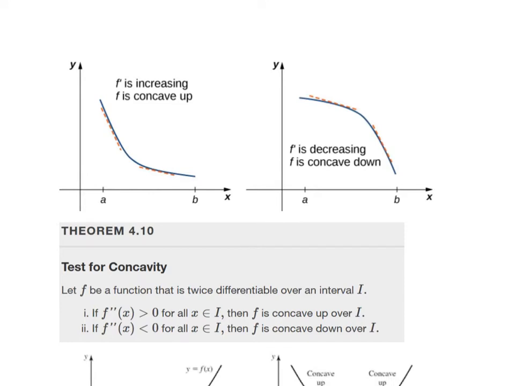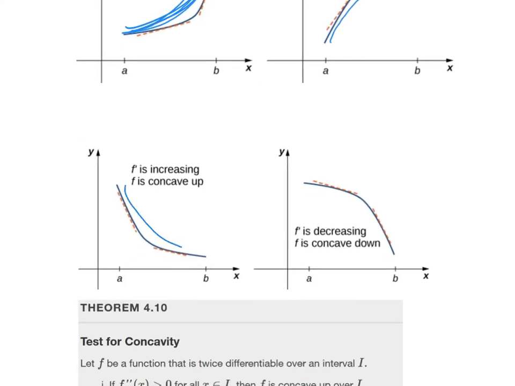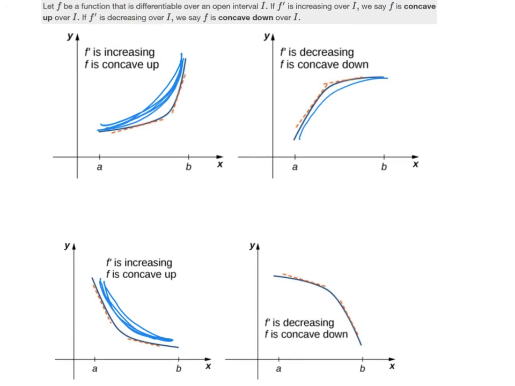So concave up can be going downward, concave up. Concave up can be going upwards, concave up. So take a look at this. This is concave up and it is increasing. This is concave up, but I'm decreasing. Concave down can be increasing and concave down can be decreasing.